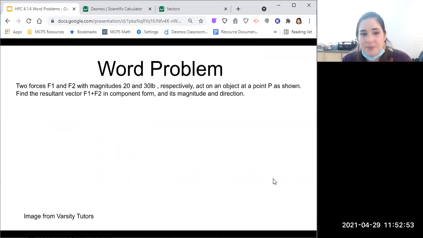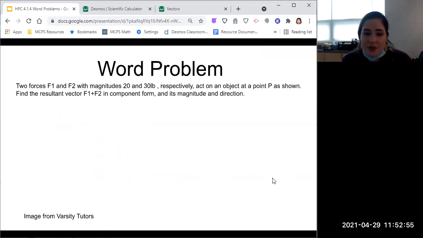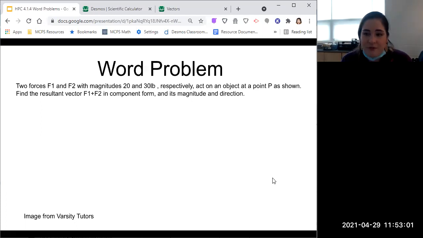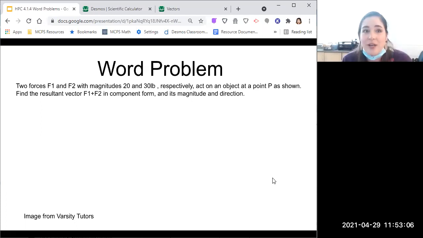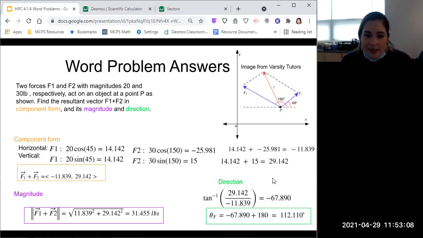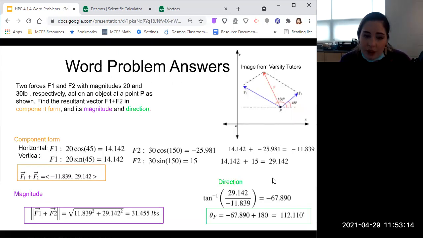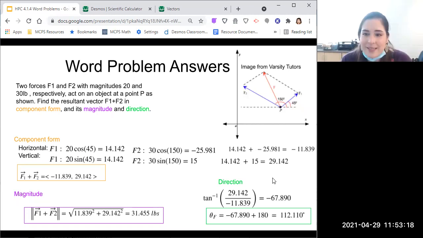Okay, so I'm going to just do an example with you. We have two forces. They have magnitudes 20 and 30 pounds respectively, and they're acting on an object at point P. We're supposed to find the resultant vector F1 plus F2 in component form and its magnitude and direction. I color coded again, like with angle between two vectors: component form orange, magnitude purple, direction green. Component form is the key to all of it.